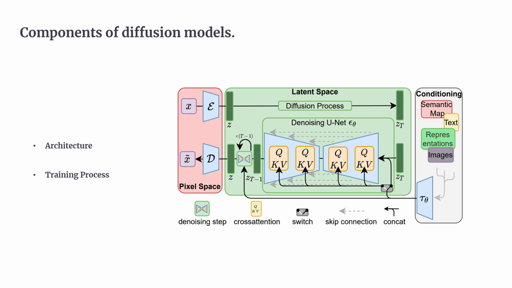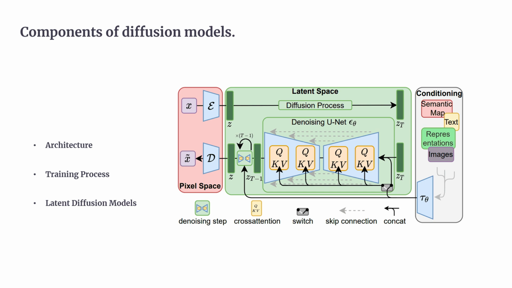5th, latent diffusion models. There's also a variant called latent diffusion models, which is used in systems like stable diffusion. 1. Encoder-decoder. These models use an autoencoder, often a variational autoencoder, VAE, to compress the data into a lower dimensional latent space. 2. Latent diffusion. Instead of applying diffusion directly in pixel space, the model operates in this lower dimensional latent space, which reduces computational load. 3. Decoding.